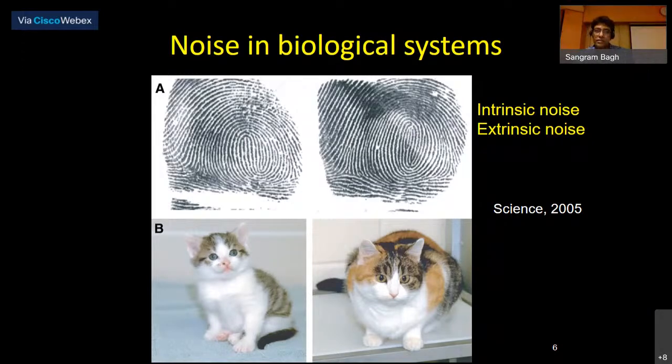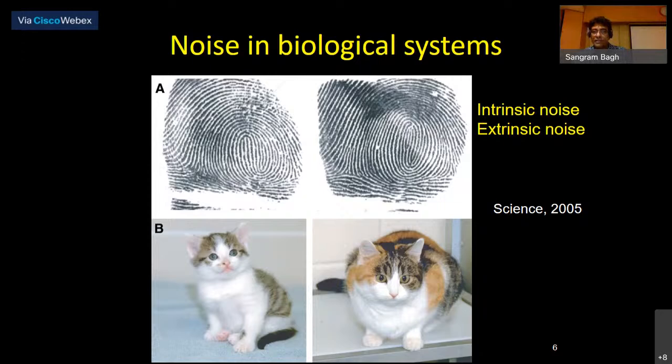So intrinsic noise is when everything is the same situation, still there is some difference. I'll define it like this: imagine you have two genes, gene one and gene two. They're present in the same cell, so the environments are the same for those two genes. Still, in their expression you'll see there is a difference, even though they are produced from the same promoter. That difference is the intrinsic noise for this particular gene.